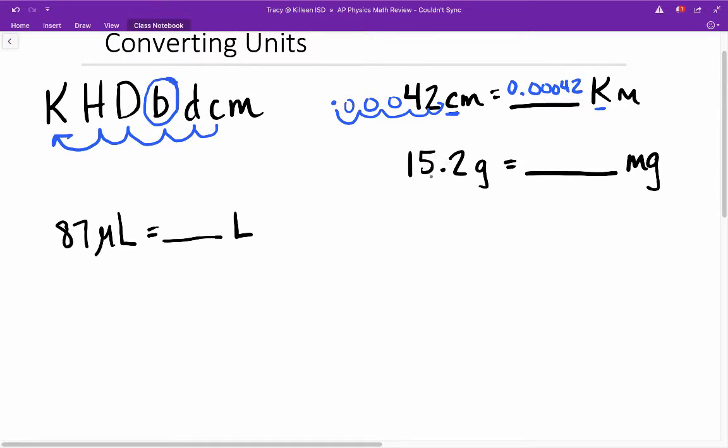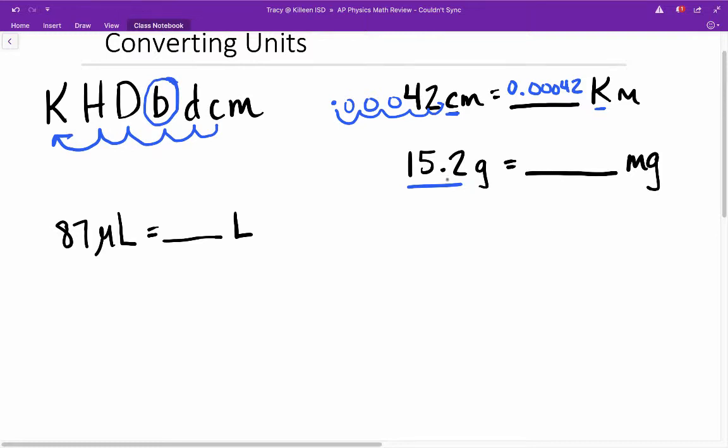Okay, let's say we wanted to do that again. We wanted to go 15.2 grams and figure out how many milligrams that is. Well, hopefully you already have memorized that milli means 1,000. And so there are 1,000 milligrams in a gram. And so you should be able to just say this is 15,200 because that times 1,000.